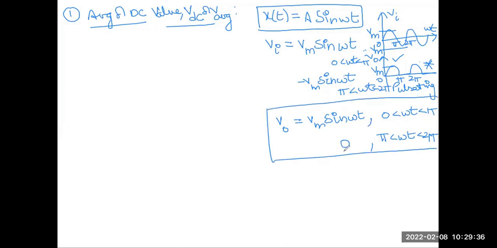Once you define this output signal, start finding out the parameters one by one. First of all, how do we find the DC or average component of a signal? It is 1 by T integral 0 to T of the signal, and here we write it as V0 d omega t. Why V0? Because I want to evaluate the DC component in my output.